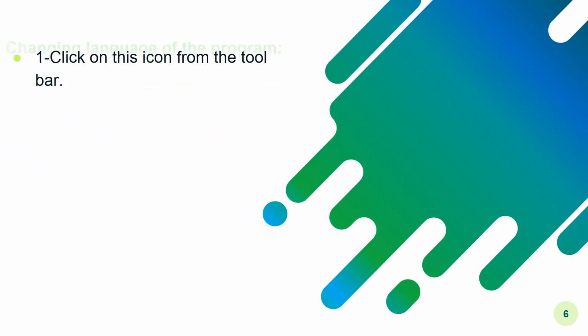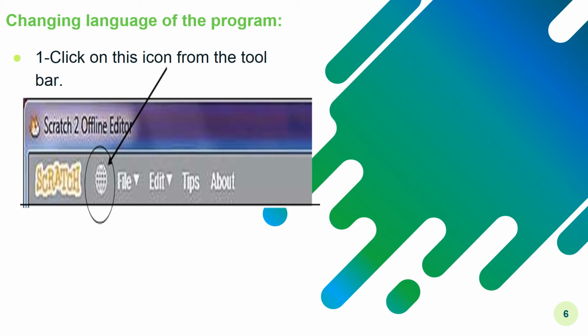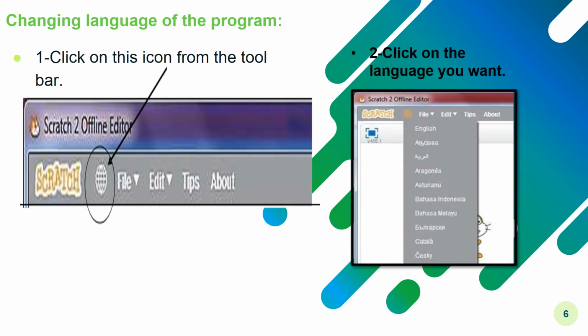Now, let's learn how to change the language of the program. First, you have to click on this icon from the tool bar. Then you're going to choose the language you want. As you can see, it has many languages.